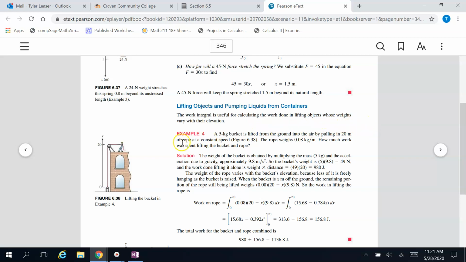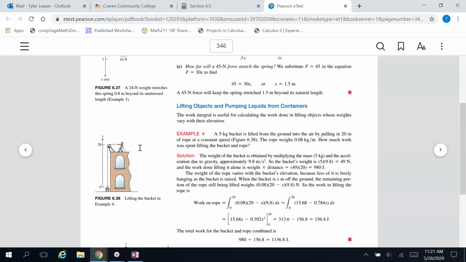pulling in 20 meters of rope at a constant speed. The rope weighs 0.08 kilograms per meter. How much work was spent lifting the bucket and the rope? And it has a little picture over here. So you have a guy on top of a roof lifting a bucket, but not only are we going to take into account the weight of the bucket and the amount of work to move the bucket to the top of the roof, but we also have the rope itself, which has weight to it, so we're going to take that into account as well.